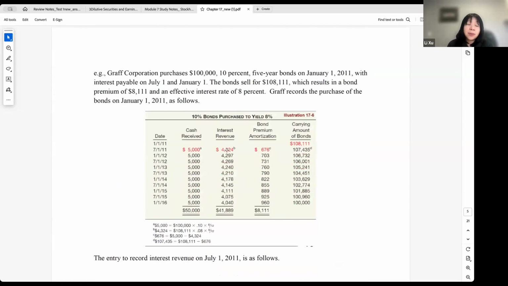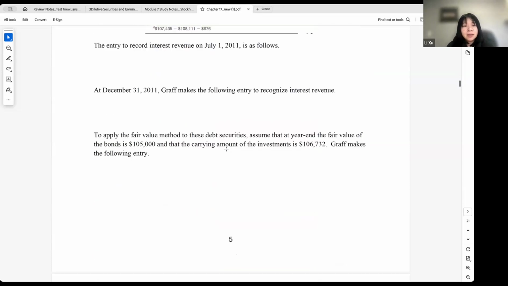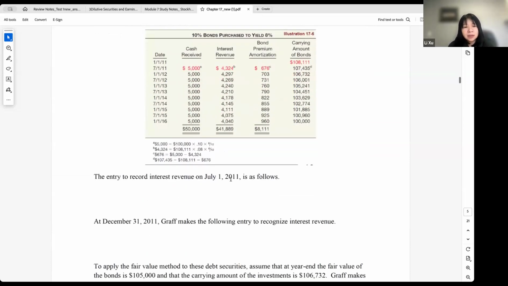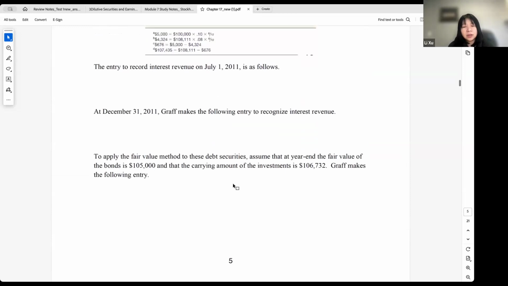But you cannot write a bond investment as a bond again. Same thing here: a stock investment, you cannot write as a stock. All right, so here, again, just go over these questions, the basic journal entries.